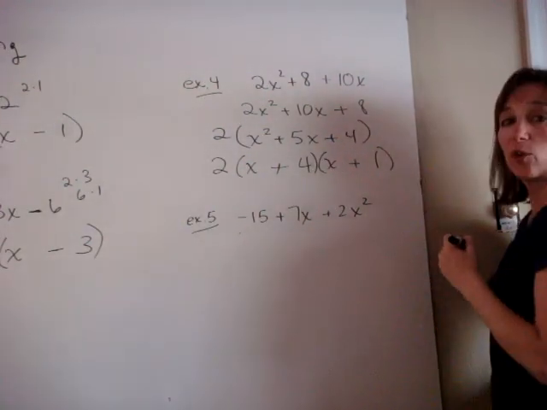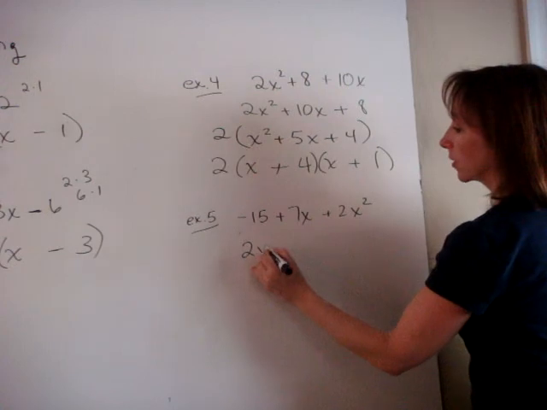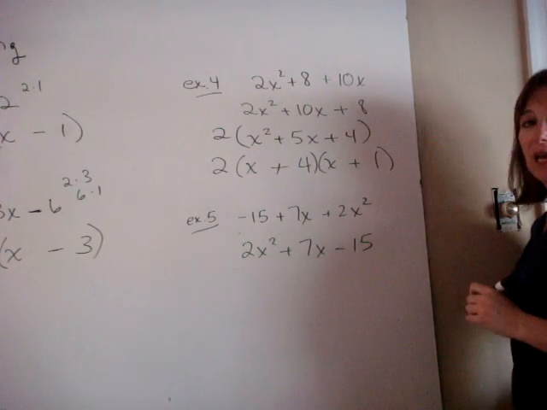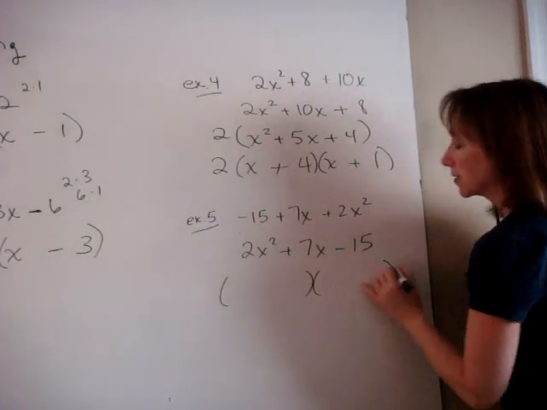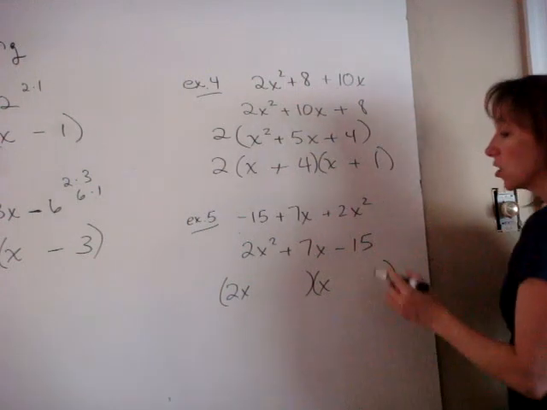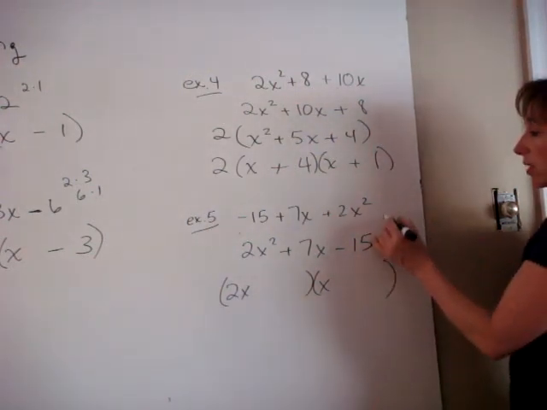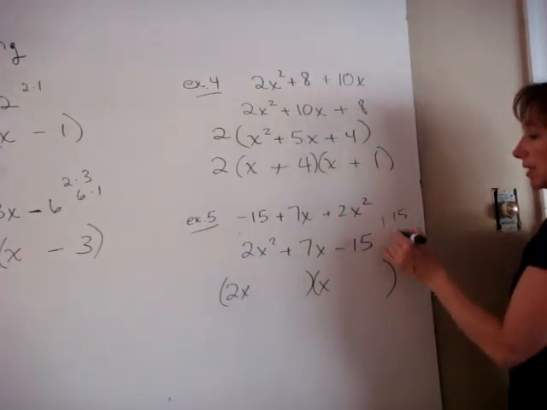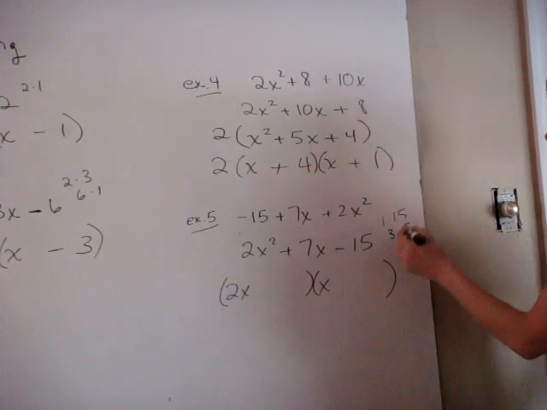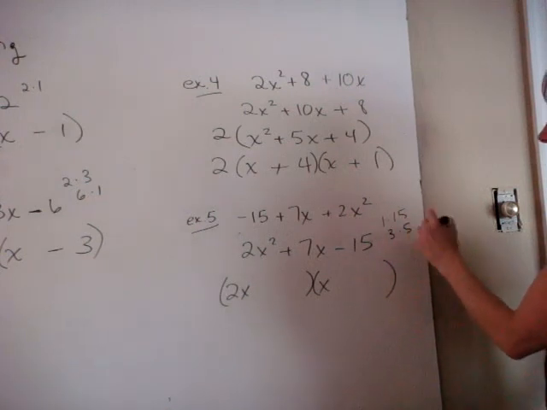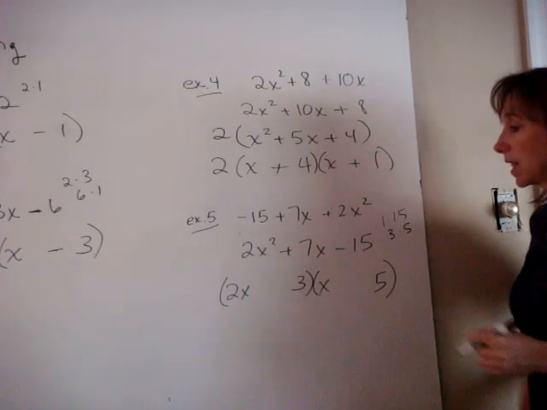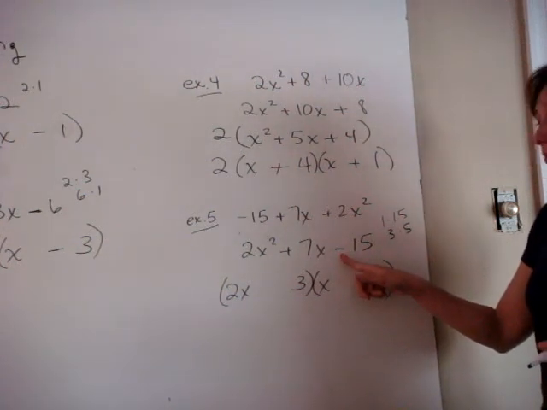We need to put this guy in order. So we're going to get 2x squared plus 7x minus 15. And we do our two sets of parentheses. What times what gives me 2x squared? Well, 2x times x. What times what gives me 15? Well, we have 1 times 15 and 3 times 5. And I already told you, they don't use this one as much, especially when the number's big. So I'm going to go with the 3 and 5. I'll just put them in, 3 and 5. The signs are going to be different, so we're going to subtract.